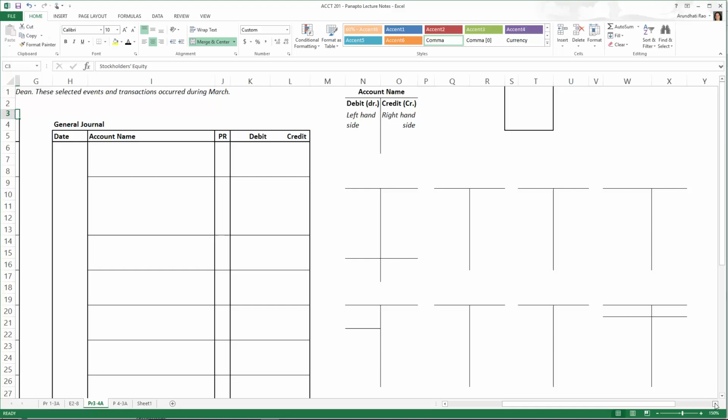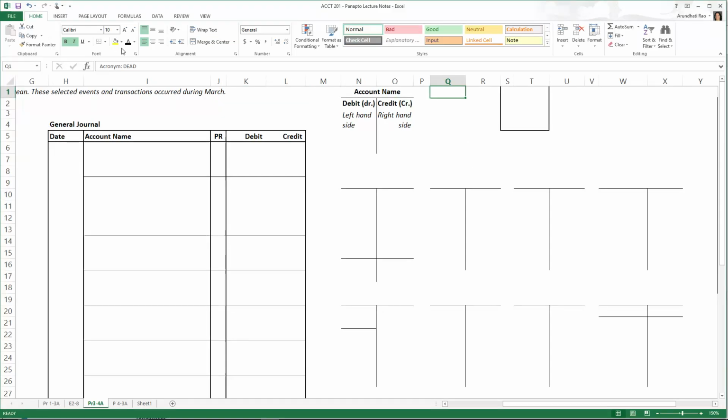Now, an easy way to remember this is using an acronym. The acronym we are going to use is DEAD. Yeah, I said DEAD. D-E-A-D. So what does this mean? We debit all expenses, all assets, and dividends. In order to increase these accounts, expenses, assets, and dividends, we debit them. In order to decrease each of these, we're going to credit them. The opposite is true for the accounts I did not mention, which would be liability, common stock, and retained earnings. Okay? So let's come up to our journal entry.